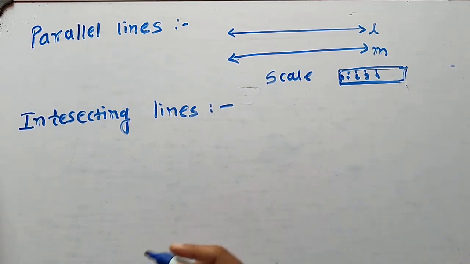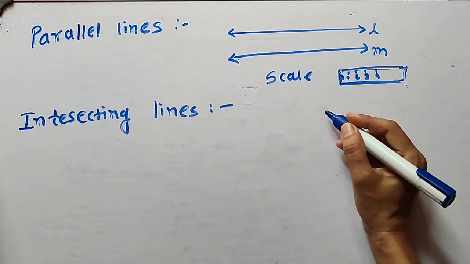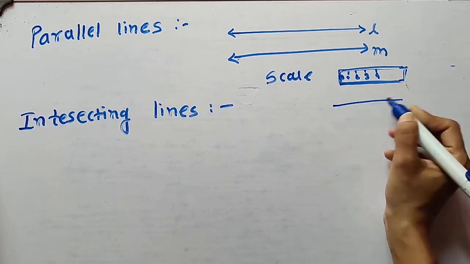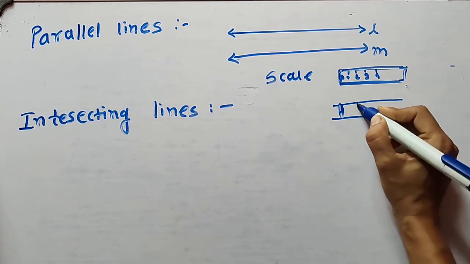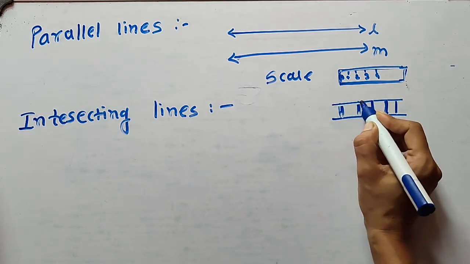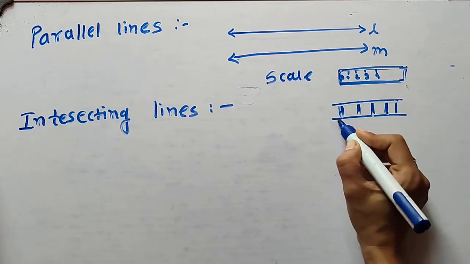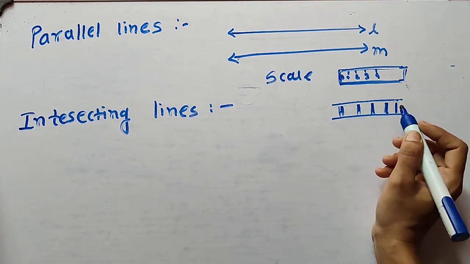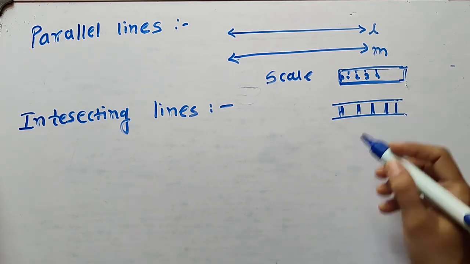Then railway lines. See here, these are railway tracks. All these lines are parallel to each other, and this track is also parallel to each other. These are the examples of parallel lines.